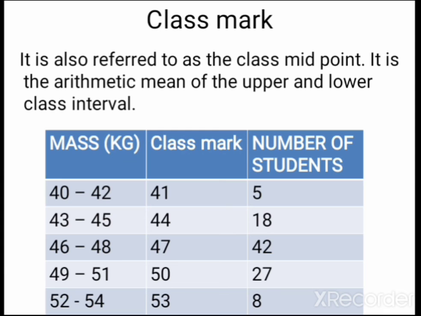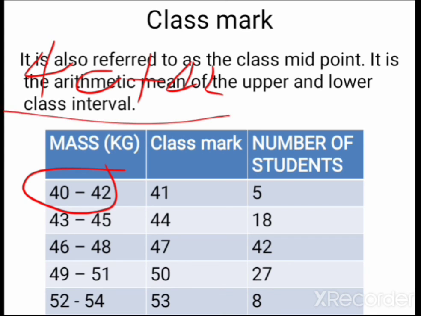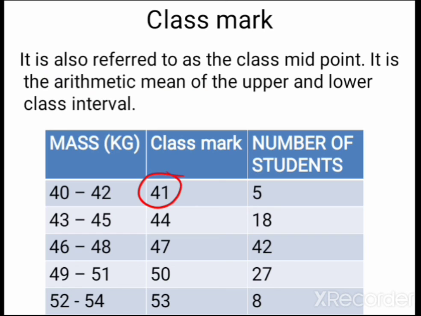We have obtained this class mark by stating that 40 plus 42 divided by 2 is equals to 82 divided by 2, and it's equals to 41. So we have obtained the first class mark. What you simply need to do at this point, after obtaining the very first class mark, is go and look for the class size. I say that the class size is the difference between 2 consecutive upper class intervals or 2 consecutive lower class intervals.